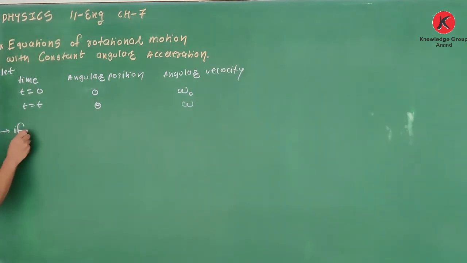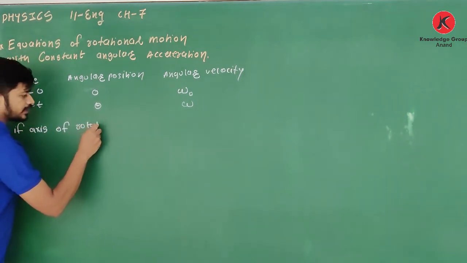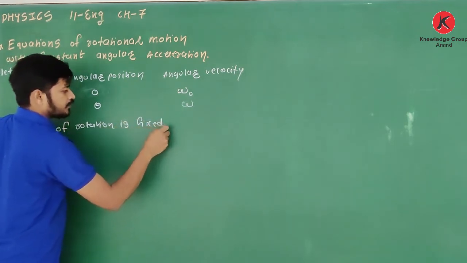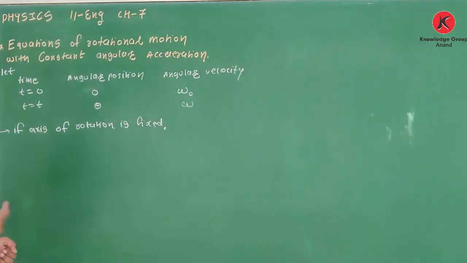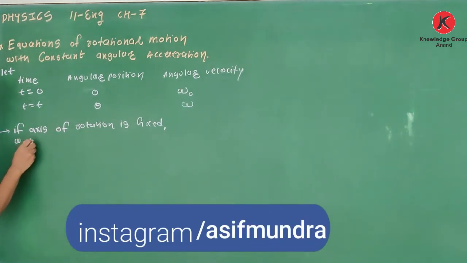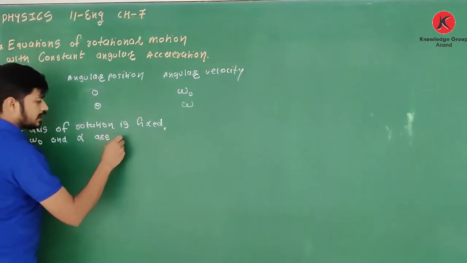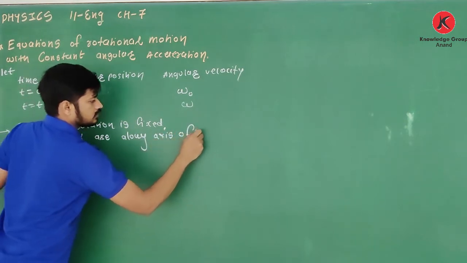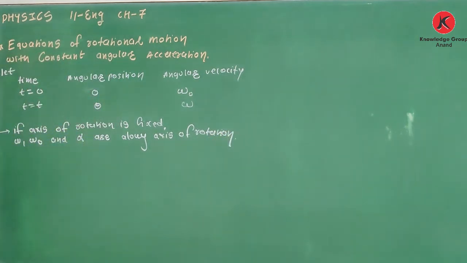Now, if axis of rotation is fixed, we can say omega, omega 0, alpha, they all are in the same direction. Okay, so if axis of rotation is fixed, omega, omega 0 and alpha are along the axis of rotation. Now how to obtain such equations?